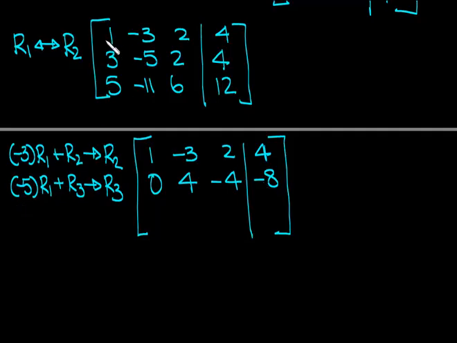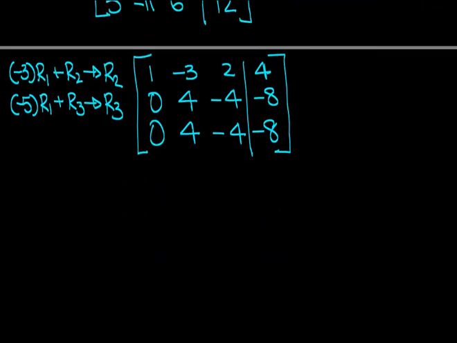Negative 5 times 1 is negative 5, plus 5 is 0. Negative 3 times 5 is positive 15. 15 minus 11 is 4. 2 times negative 5 is negative 10. Negative 10 plus 4 is negative 4. 4 times negative 5 is negative 20. Negative 20 plus 8 is negative 8. Okay?